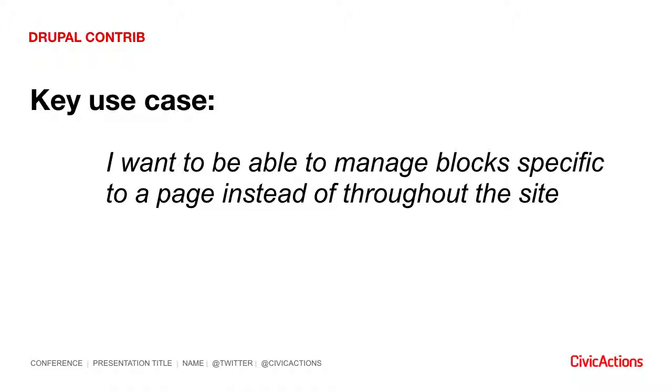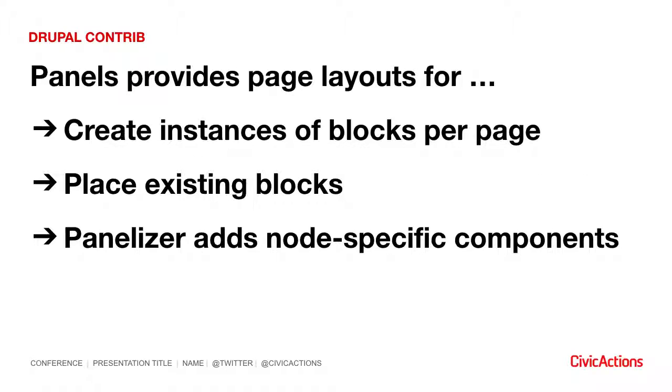So this use case is I want to be able to manage the blocks that I want on a page-by-page basis. The way that we're doing that is looking at panels. That's what it solves. Panels provides page-specific layouts, allows you to create instances of blocks per page, place existing blocks that might exist on a page, and Panelizer extends that use case into nodes or content types, right? So you can panelize a content type.